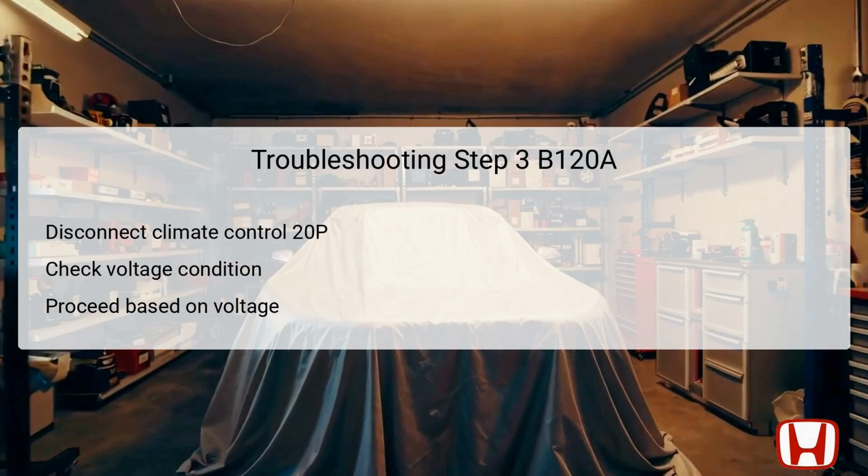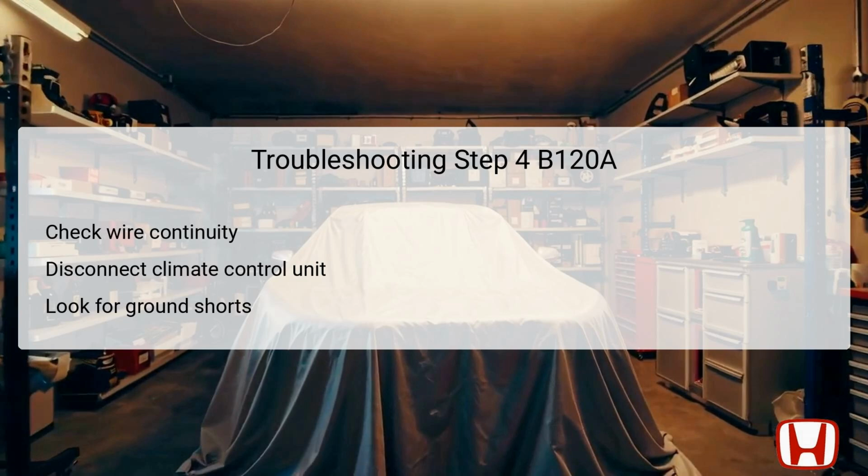The third troubleshooting step requires you to disconnect the climate control panel 20P connector. Make sure the vehicle is set to on mode during this check. At this stage, you will measure the voltage between two test points on the disconnected 20P connector. Test point 1 corresponds to female terminal number 13, while test point 2 matches female terminal number 19. If both points show battery voltage, it's an indication that the power supply is intact and you can move on to the next troubleshooting step. However, if there is no battery voltage, it points towards further issues needing investigation, prompting you to follow step 7.